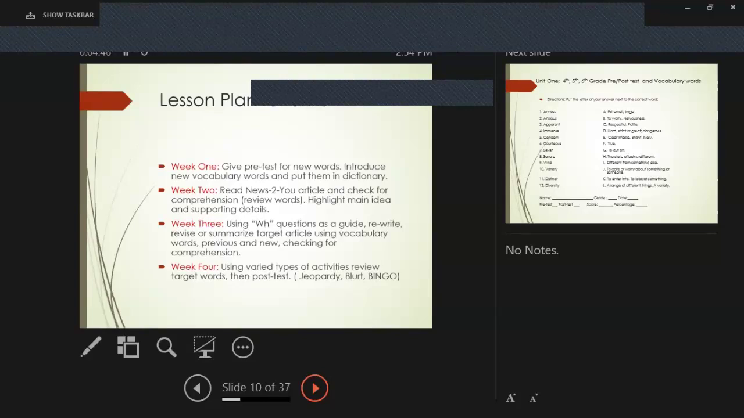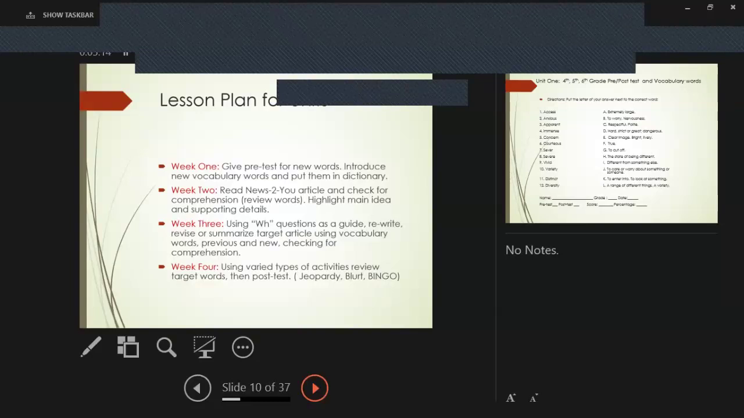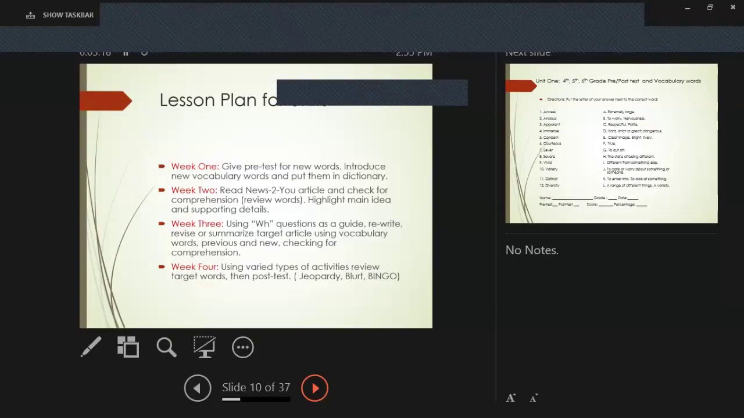Week 2, we read News to You. We read it through once, we read it through a second time for comprehension, and we're highlighting main idea and supporting details. And then we go back and we start substituting. There's a portion in News to You that says, he invented a new kind of rubber. We cross out kind and we put variety. That's one of our vocabulary words. So now we go through that article and where can we substitute those new words in this article? So we have now identified main idea, supporting details, and we are adding the new vocabulary.